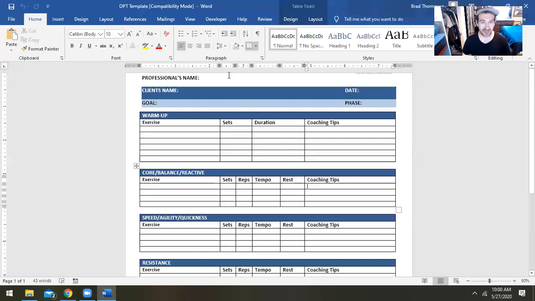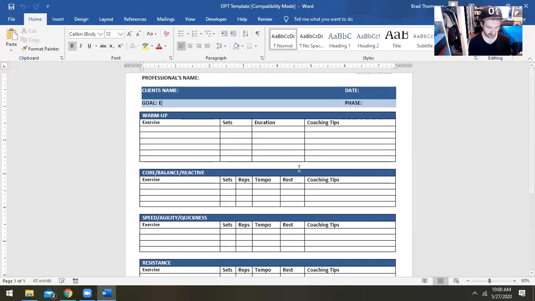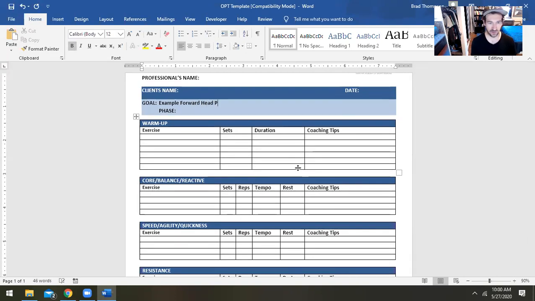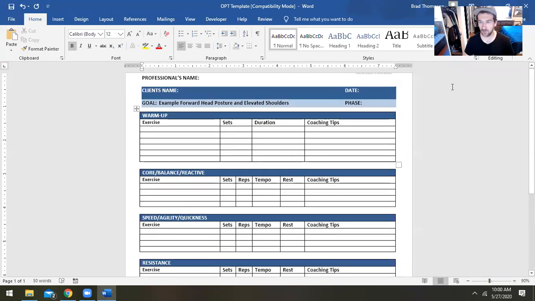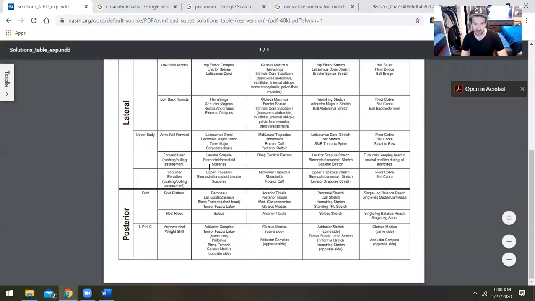So first we're going to look at an example of forward head posture and elevated shoulders. Okay, we're going to put our client in phase 1. So our overactive muscles for forward head are going to be the levator scapulae, the sternocleidomastoid, the scalenes, well, not the scalenes, sorry, the scapula there, and the upper trapezius.